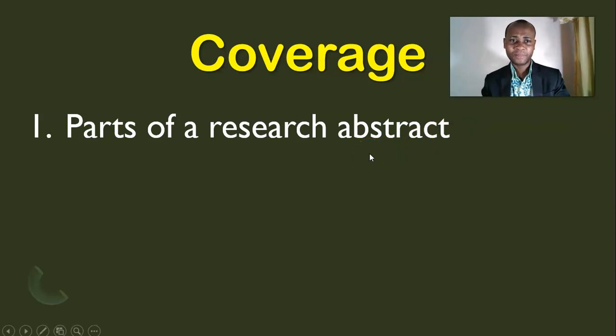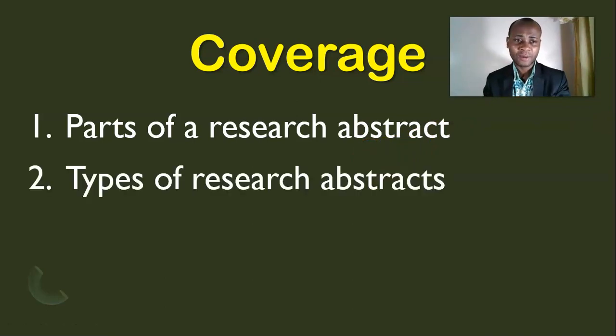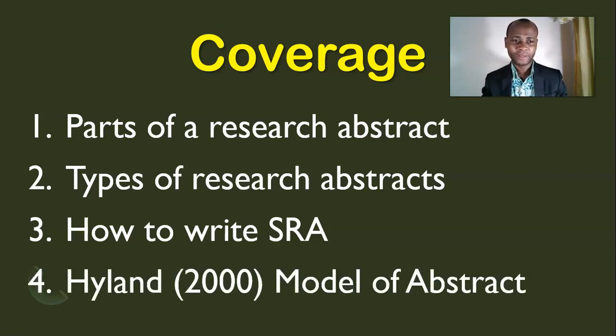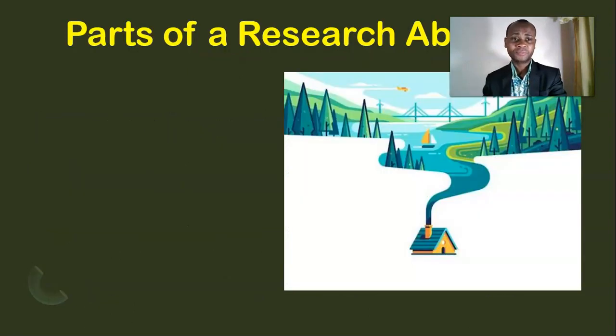So we are going to cover basically, number one, the parts of a research abstract, and then we'll look at the types of abstracts, and then we'll look at how to write a standard research abstract. And number four will be the Highland Move abstract. So at the end of the discussion, you'll be able to know which type of abstract you have to use in writing your journal paper.